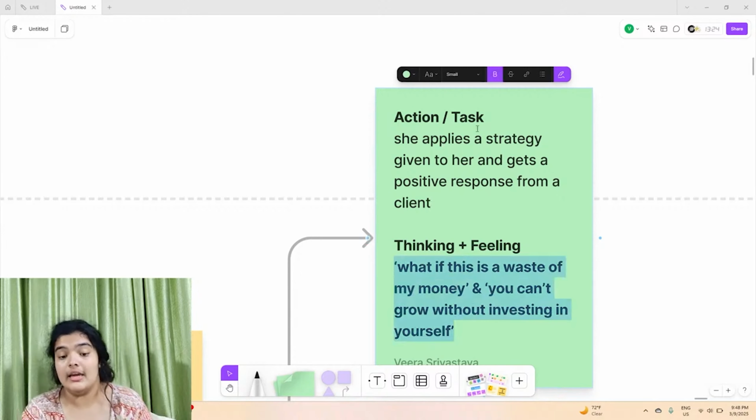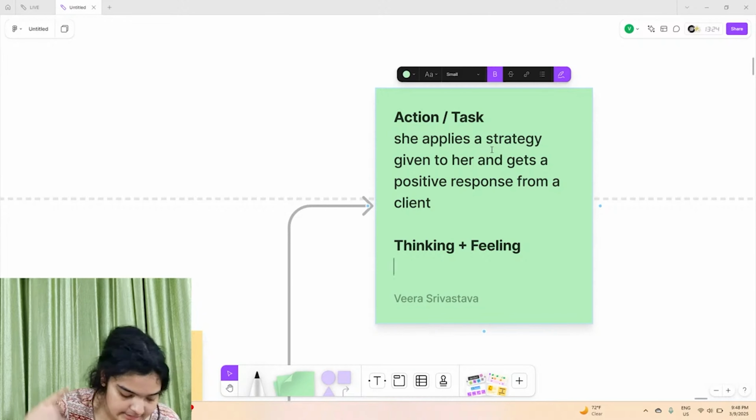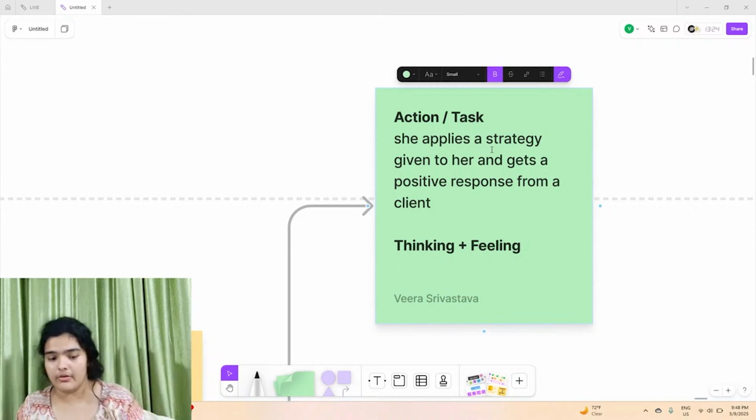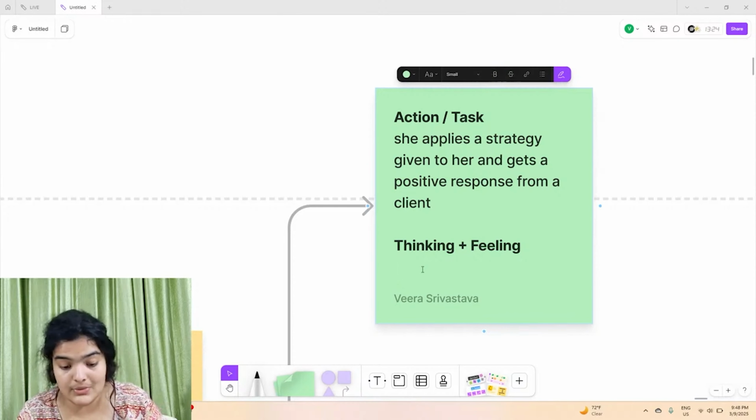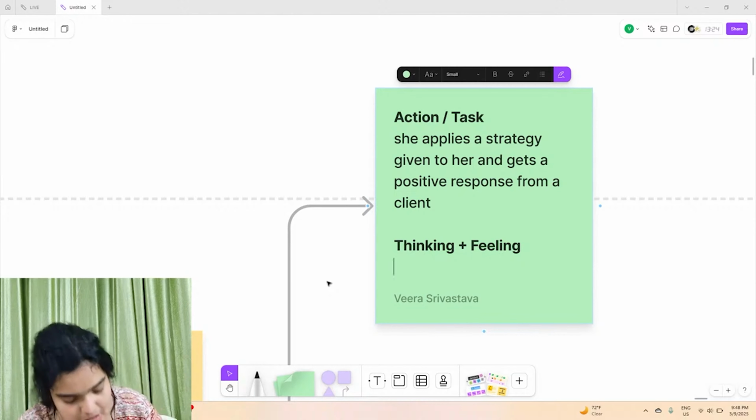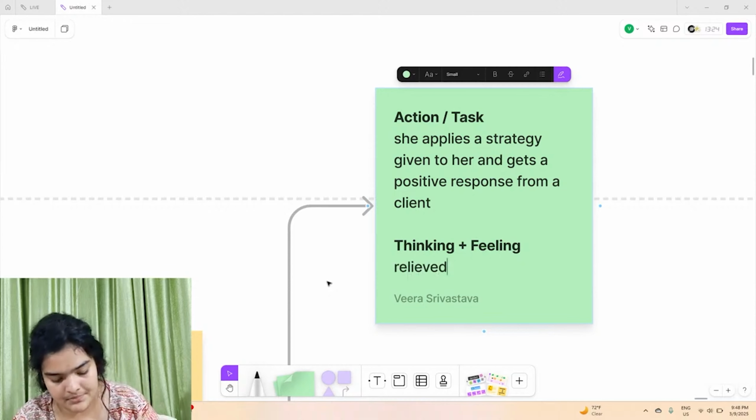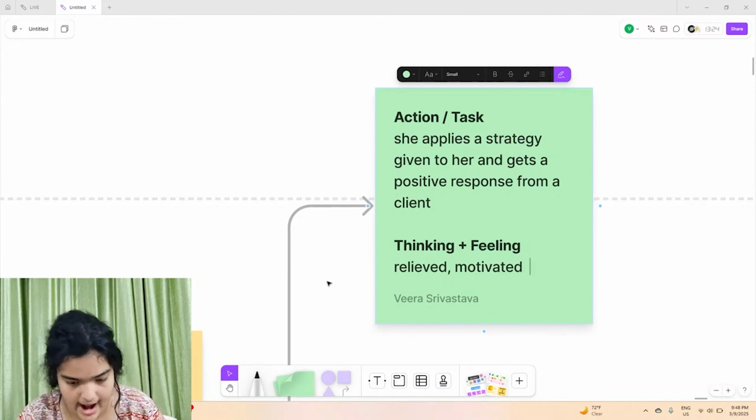So what's the thinking and feeling part for her now? Now she's thinking and feeling relief that this is actually working, and motivation and confidence. She is feeling much more relieved compared to the beginning, when she was doubting whether she would put this money in at all. Now she is more relieved and motivated and confident, because she's actually following along to the tips that are actually working. And with that, her level of stress has come up by a number.